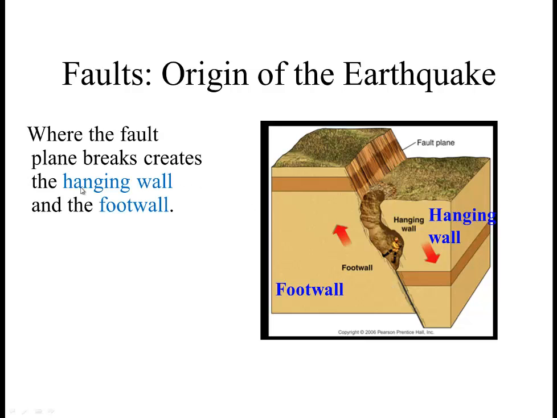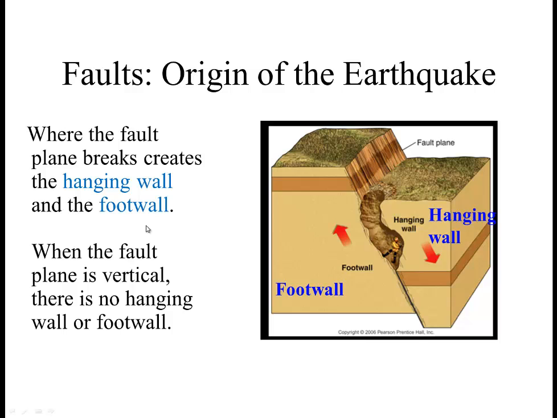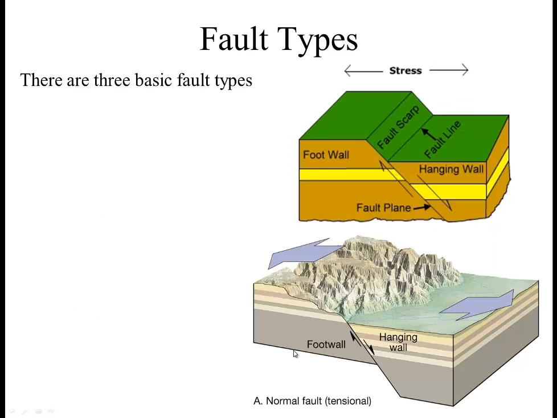When the fault actually breaks, it creates a hanging wall and a foot wall. When the fault plane is vertical, there's no hanging wall. If it's straight up and down, there's no hanging wall or foot wall in the case of a strike slip fault. Three basic types of faults, and this is where I'm going to call this video an end.